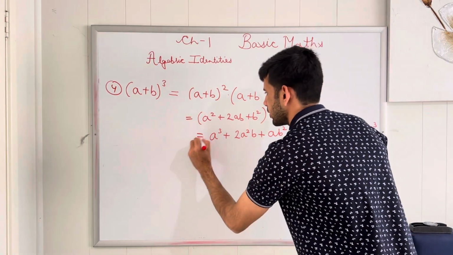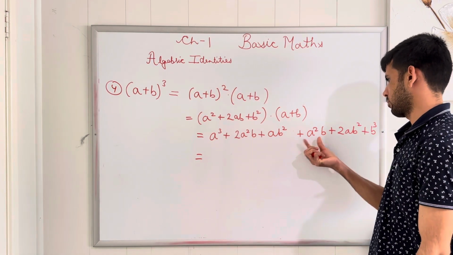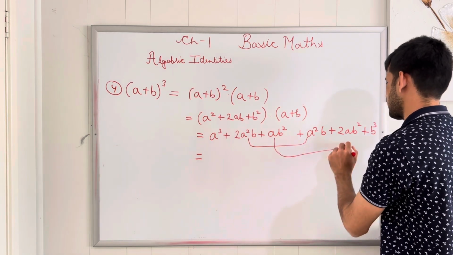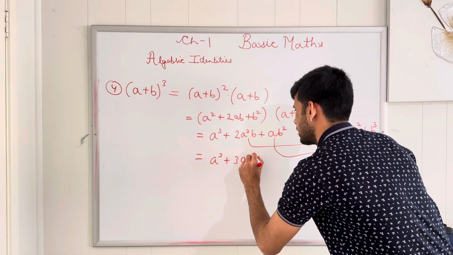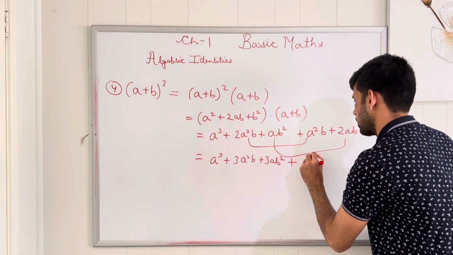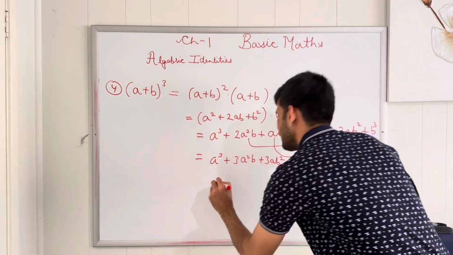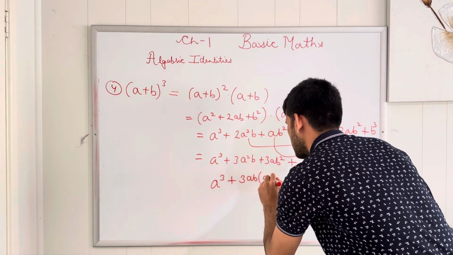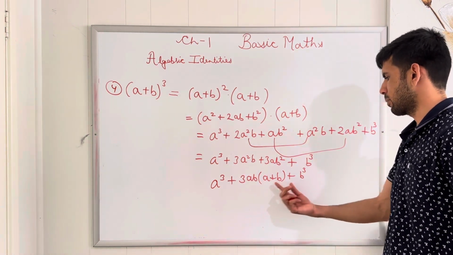So now if we solve this one, this term and this term, and this one and this one, they both are similar. Similarly, they both are the same. So it just becomes a cube plus 3a square b plus 3ab square plus b cube. And now if you see, 3ab can be common from these both. So it will be a cube plus 3ab, in the bracket a plus b, and plus b cube. So this is the identity: a cube plus 3ab (a plus b) plus b cube.